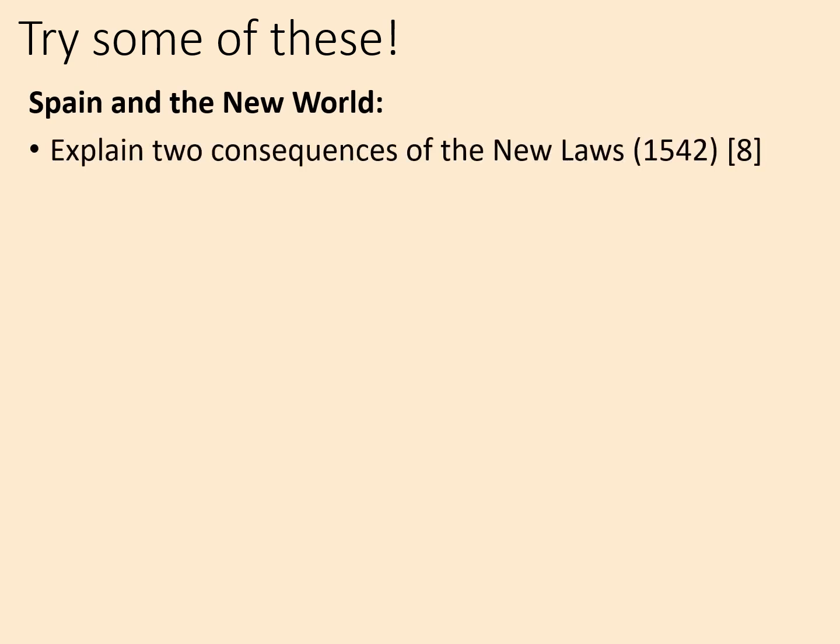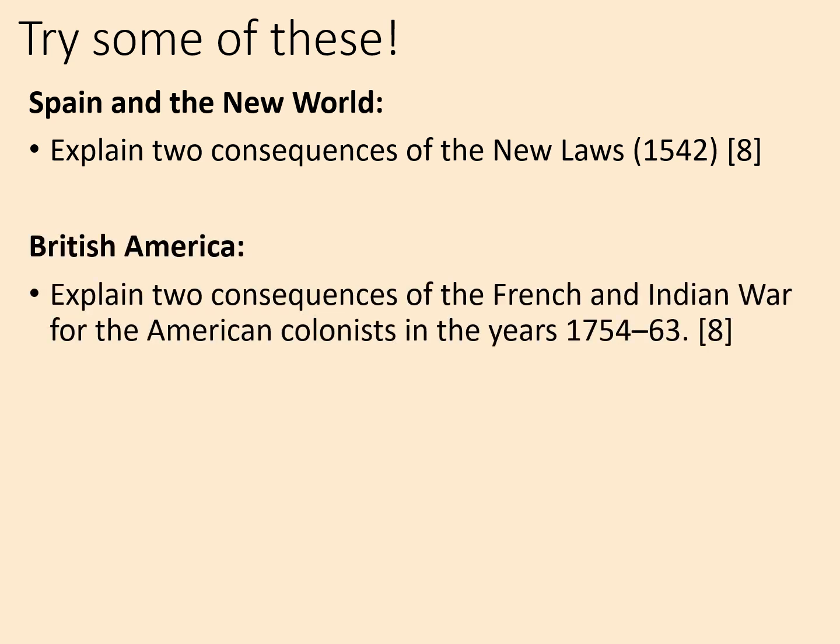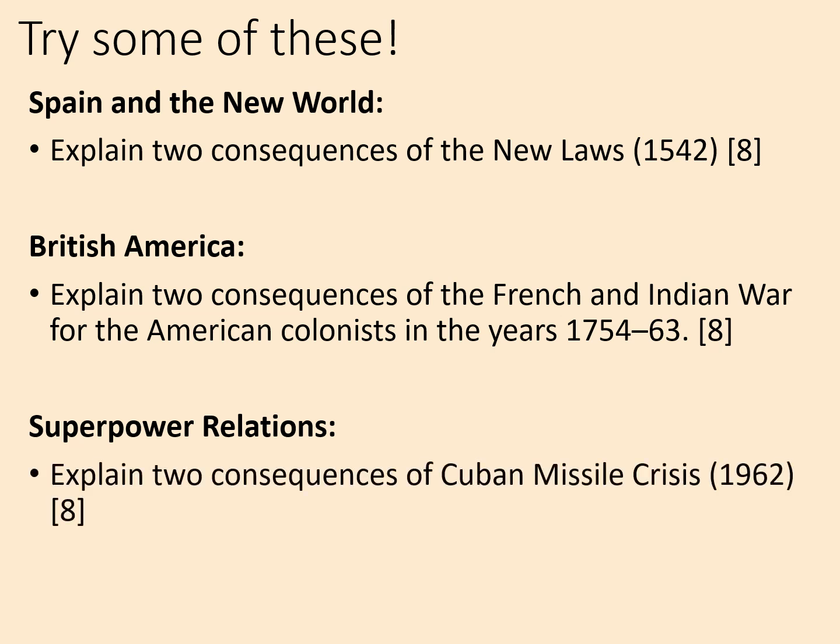If you're studying Spain and the New World, you could try this one out. Explain 2 consequences of the New Laws, 1542. If you're studying British America, explain 2 consequences of the French and Indian War for the American colonists in the years 1754 to 63. And if you're studying superpower relations, explain 2 consequences of the Cuban Missile Crisis, 1962. Okay, good luck with those, but remember, although I've been talking mostly about the American West, the mark scheme is the same, and the way that you get those marks for the assessment objectives is also identical.